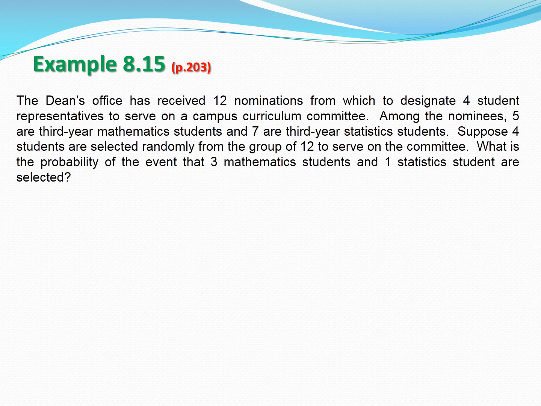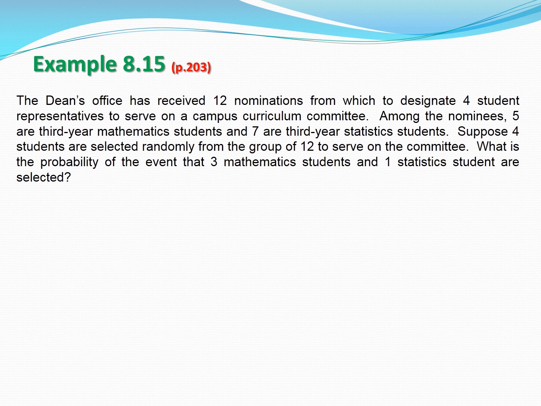In the next example they tell you the Dean's Office has received 12 nominations from which to designate 4 student representatives to serve on the campus curriculum committee. Among the nominees, 5 are third-year mathematics students and 7 are third-year statistics students. Suppose 4 students are selected randomly from the group of 12 to serve on the committee. What is the probability of the event that 3 mathematics students and 1 statistics student are selected?